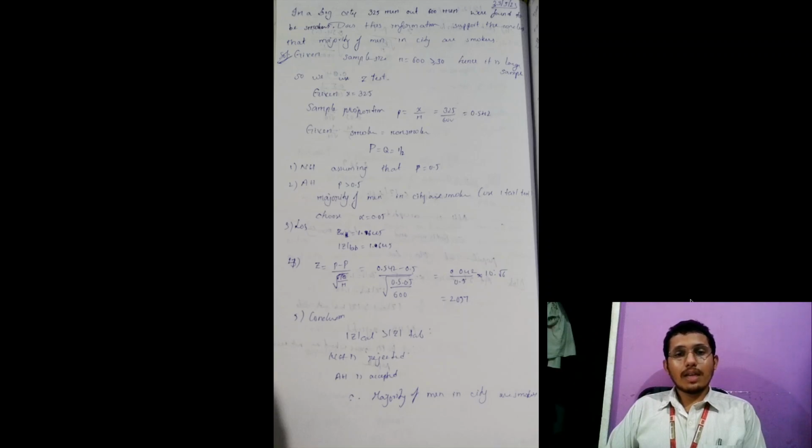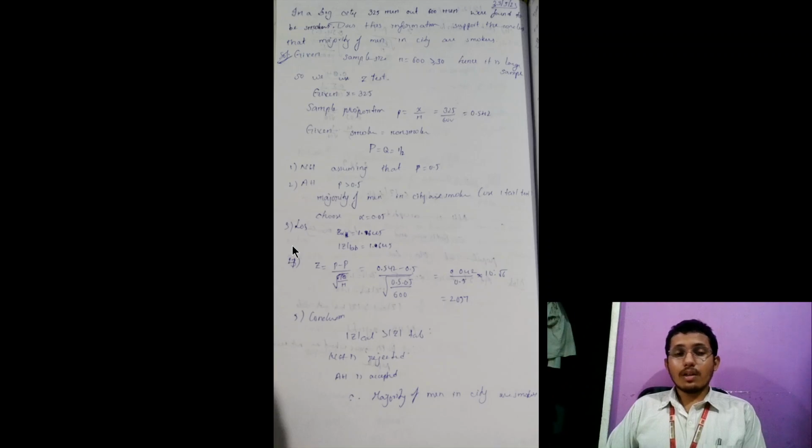So we are finding the sample proportion, that is p. So p equal to x by n. Here x equals 325 and n equals 600. 325 divided by 600 gives us 0.542. So the value of sample proportion p equals 0.542. And let us go with the assumption that the number of smokers equals the number of non-smokers. So the probability, capital P for smokers and capital Q for non-smokers, is equal to 1 by 2 each. Now, let us start with the process.